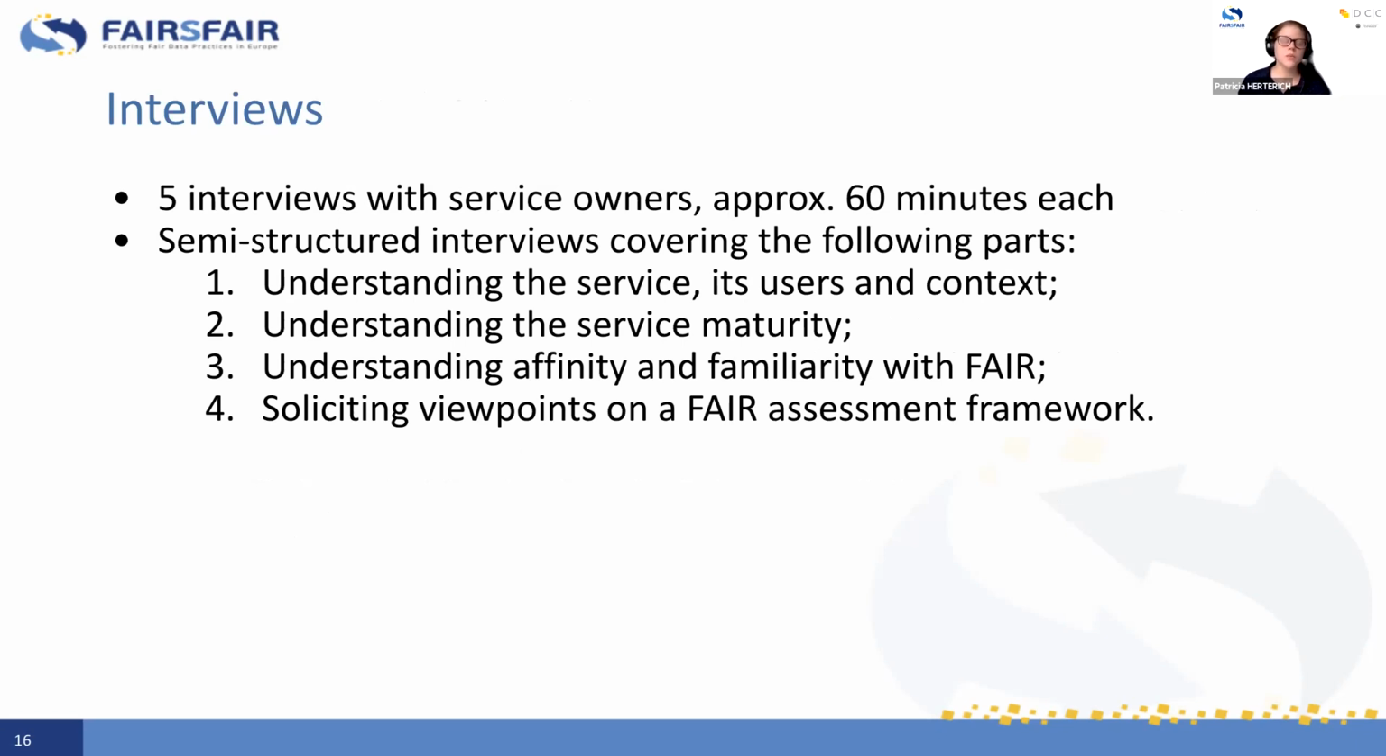The second major methodology block was interviews. We've carried out 5 interviews with service owners, and they were about an hour each. They were semi-structured, and we tried to cover 4 major parts. We tried to get an understanding of the service, the users, and the context the service operates in, how mature and sustainable the service is, and we also tried to understand what the affinity and familiarity with FAIR is already, and then had an open discussion about what that FAIR assessment framework that we're trying to come up with could be.